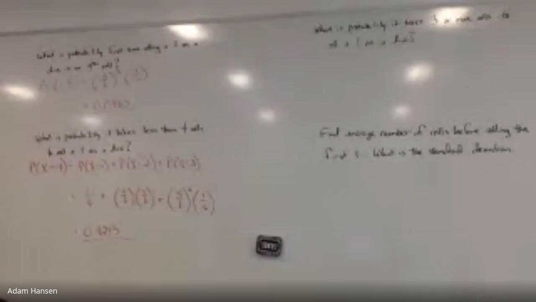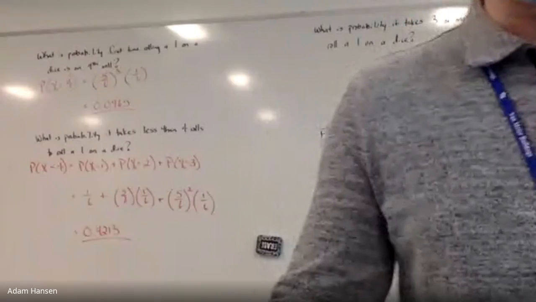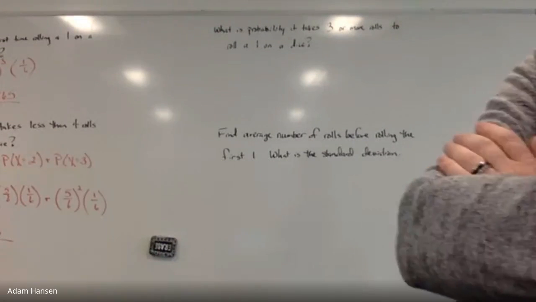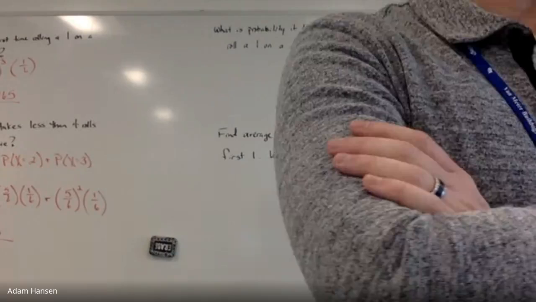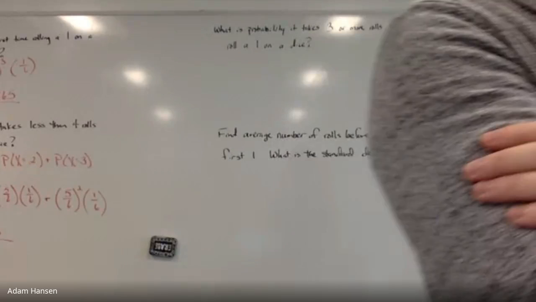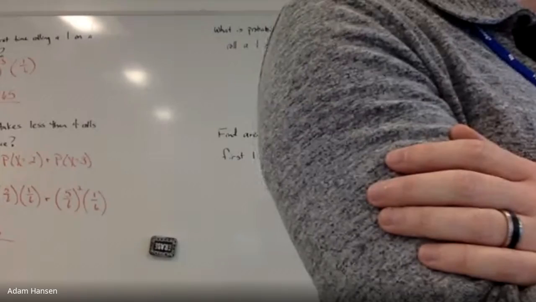Rolls to roll a 1 on the dice. What's the chance that it takes 3 or more rolls? How is this question different than any of the ones we've done so far? Greater than or equal to 3, so it could be 3 or higher. I could have gotten the 1 on the third roll, the fourth roll, the fifth roll, and so on. It just can't be what?